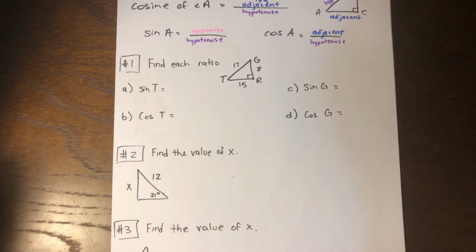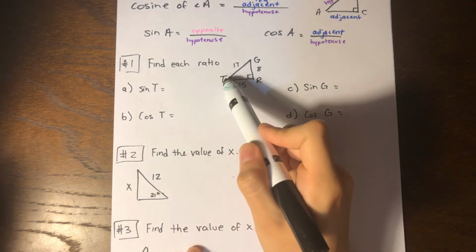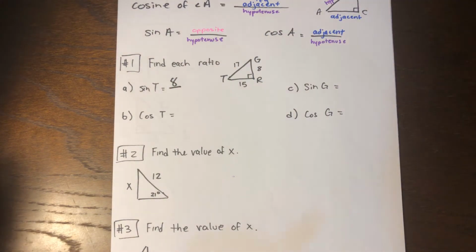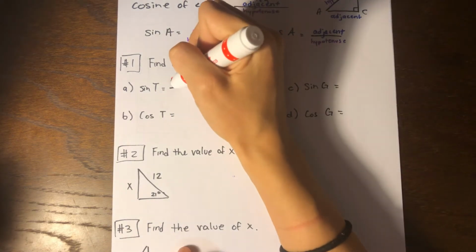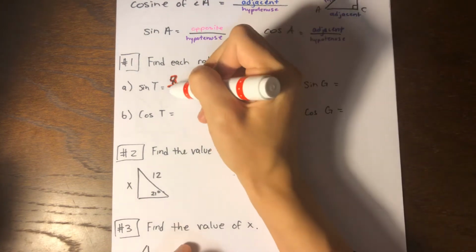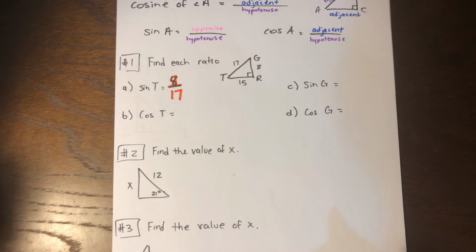So find the ratios. Sine of t, so we know sine is the opposite over the hypotenuse. So of t, we're going to go opposite, which is 8. Let me use a different color for you guys. Let's do red. 8 over the hypotenuse, which is 17. So 8 over 17. We look to see if we can simplify that, and we can't.